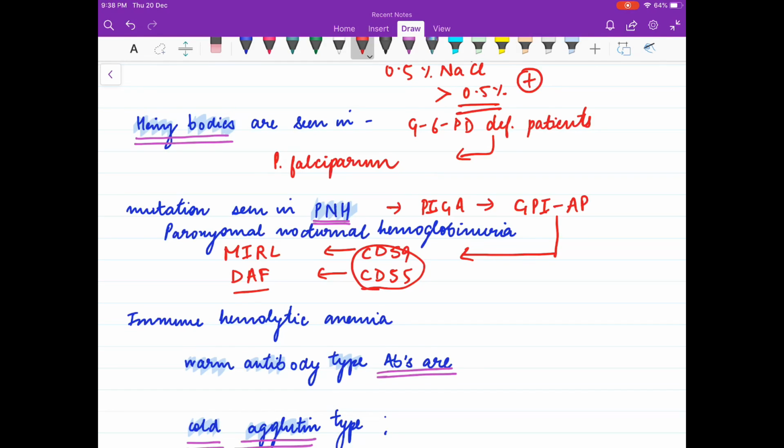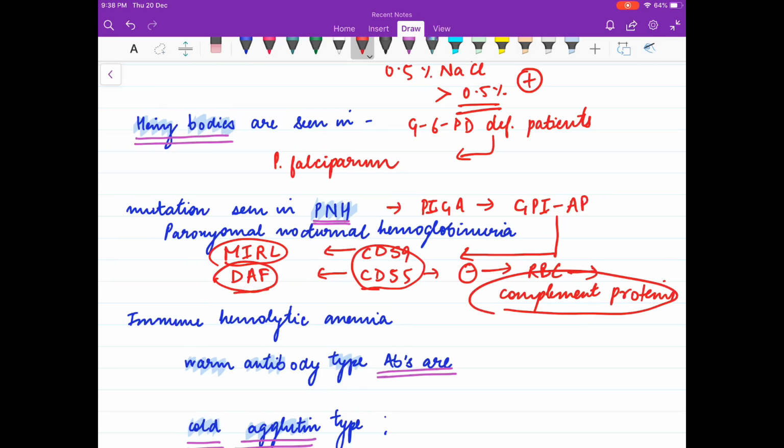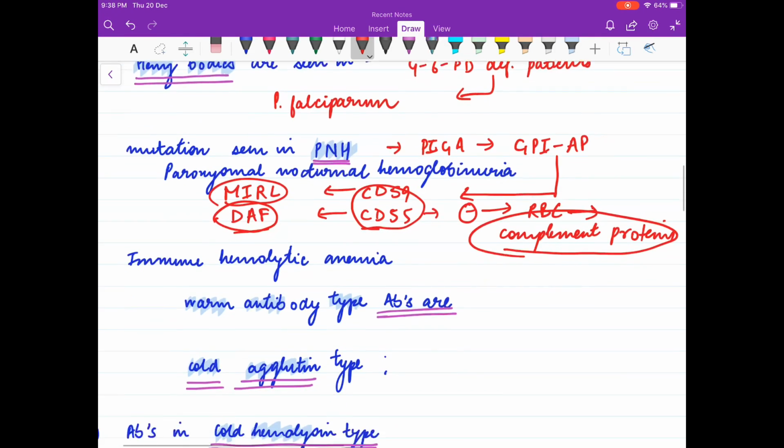Due to the absence of these proteins, these RBCs get easily lysed by complement proteins. Basically, these proteins protect the RBCs from lysis by the complement proteins. So when these are absent, there is easy lysis of the RBCs.